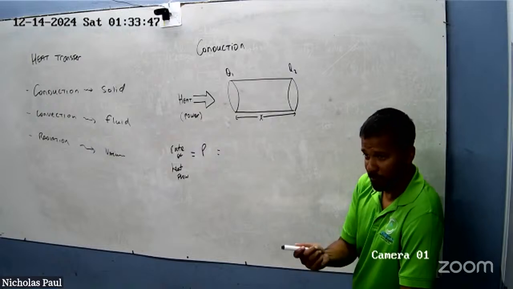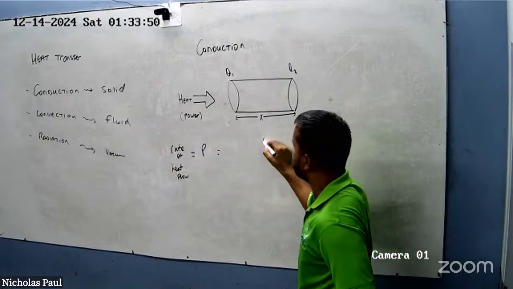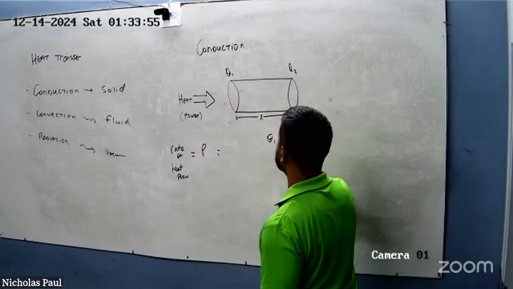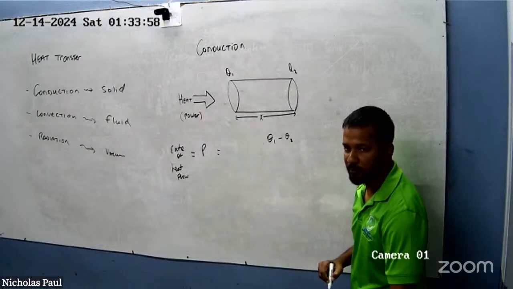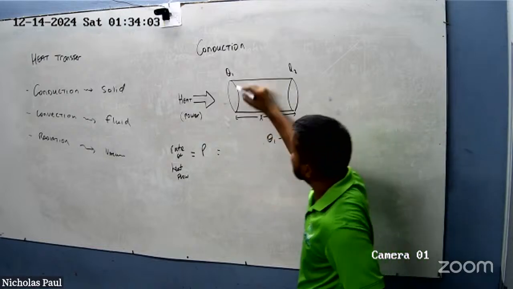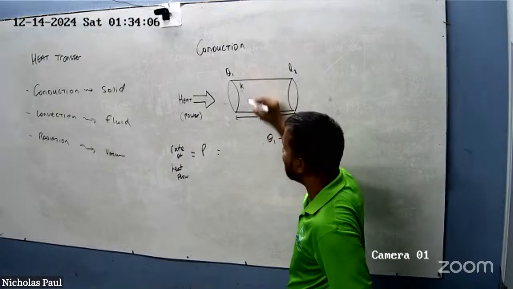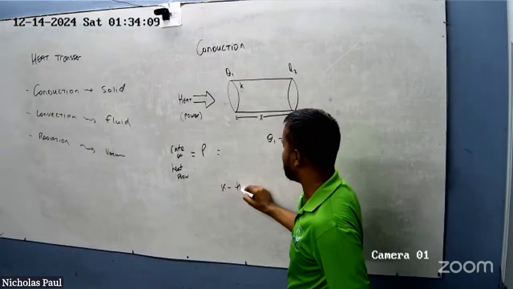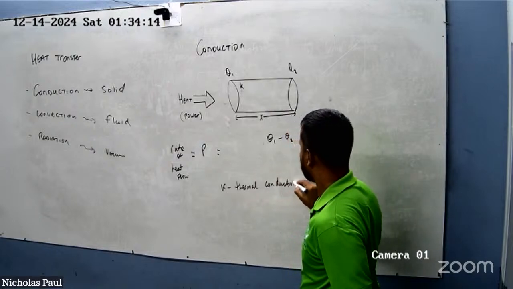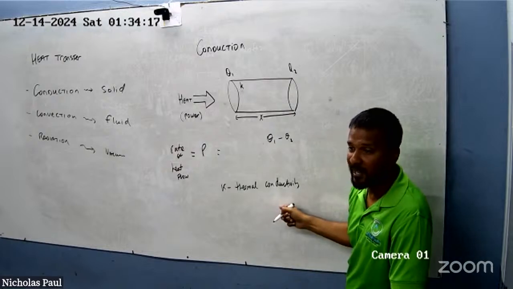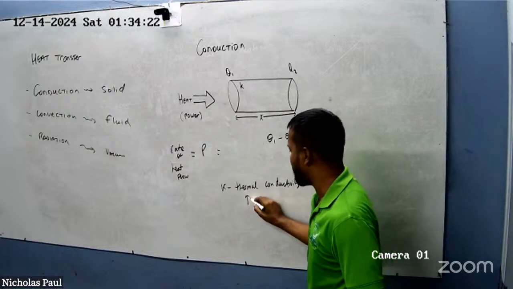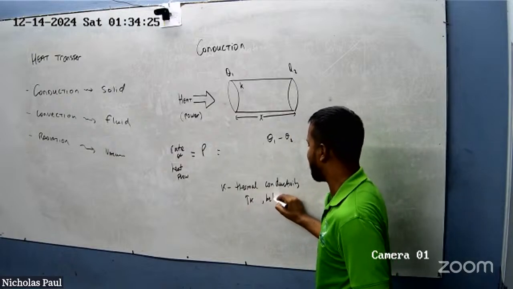Number one, temperature gradient, the change in temperature, so the difference between theta 1 and theta 2. What else? The material. That's called the thermal conductivity. Every material has something called K, thermal conductivity. The higher the K value, the better the conductor.